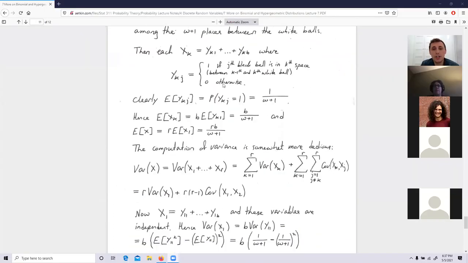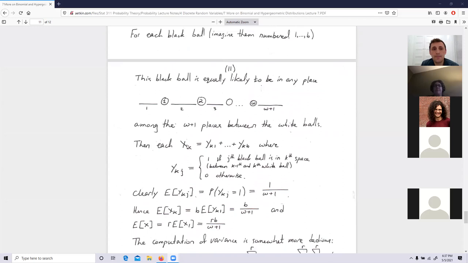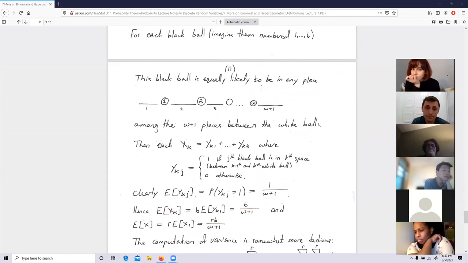All right, so in general, guys, the expected value of the random variable X will be R times B divided by W plus one. I hope you understand why now. Yes?